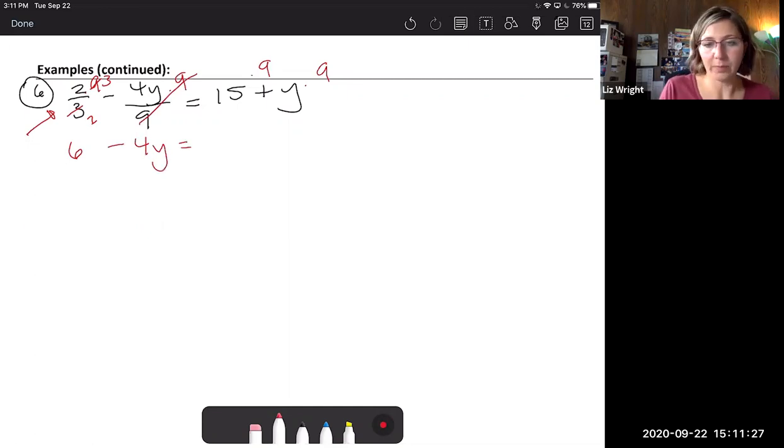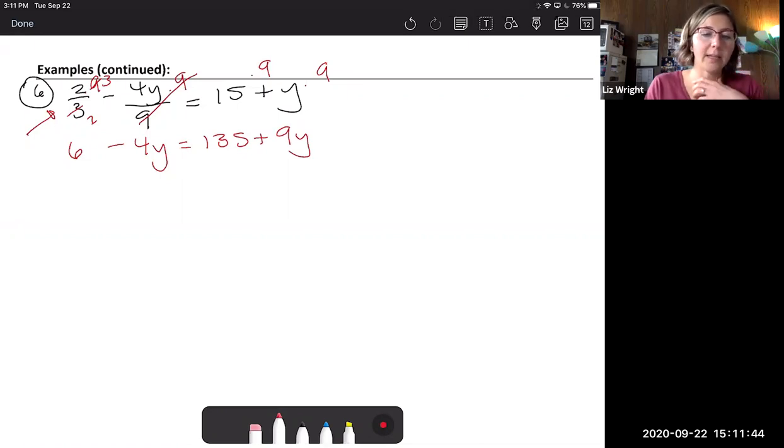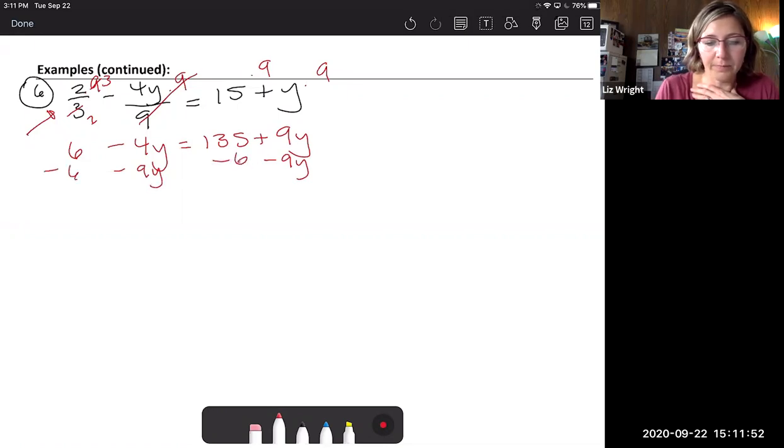15 times 9 is, I put it in, or you can do that math off to the side in your paper or in your head, and we're going to end up getting 135 plus 9y. And now we're ready to move the constant terms to one side and the variables to the other. So I'm just going to move the 9y over. I'm going to move the 6 over.